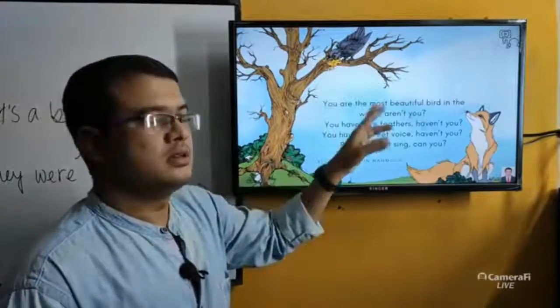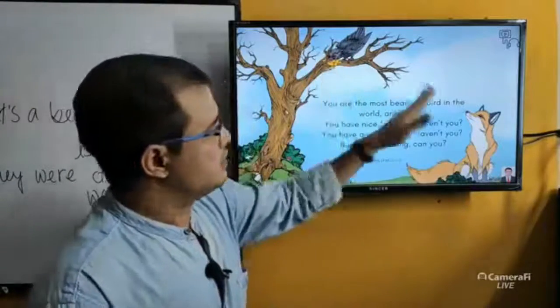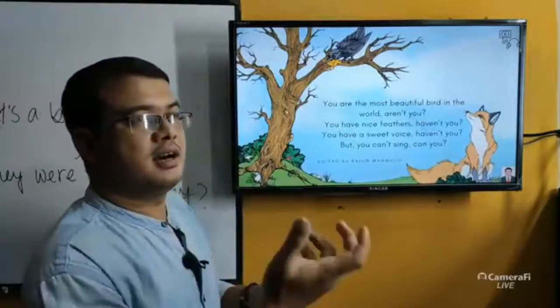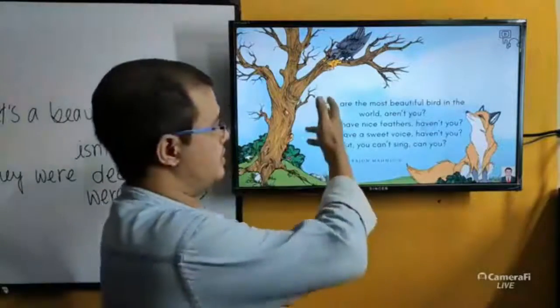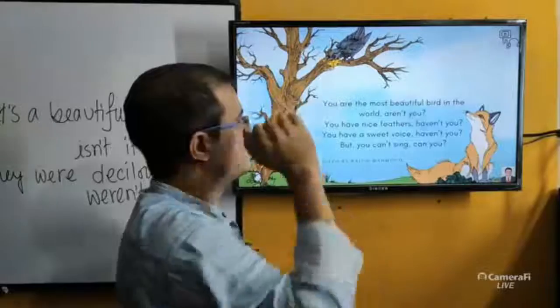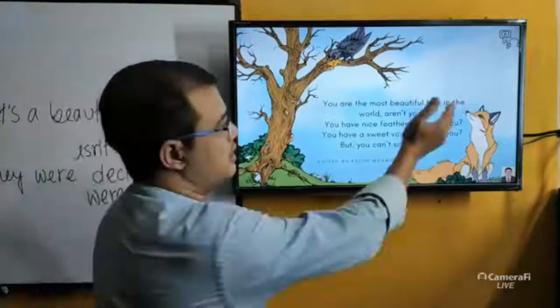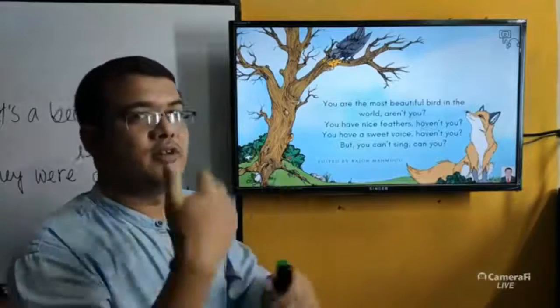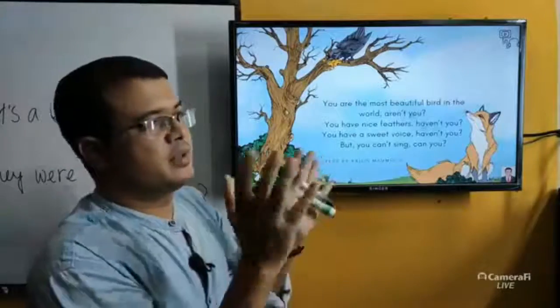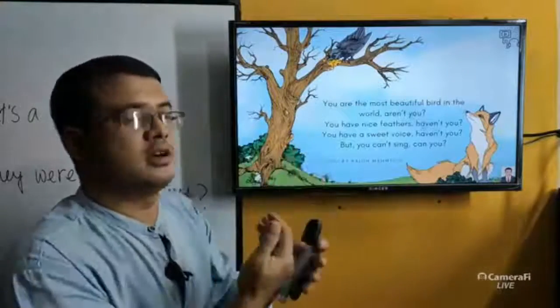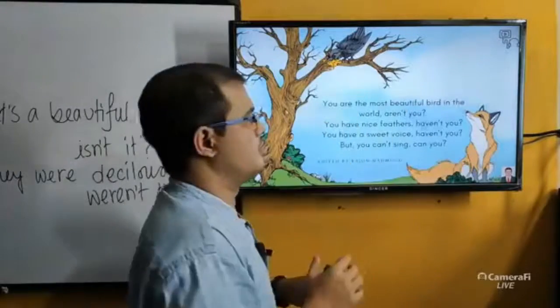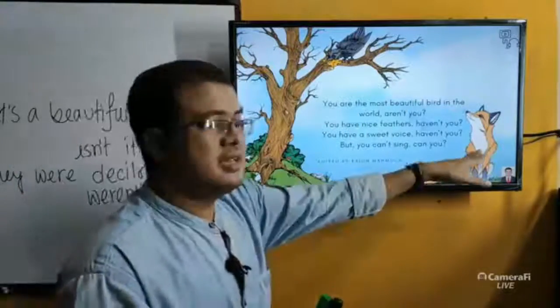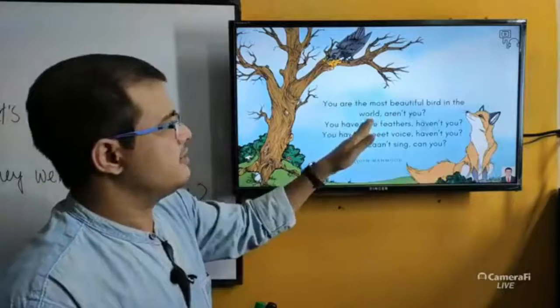from the crow. So the fox was trying to get the piece of meat from the crow, and that is why he was falsely praising the crow, meaning praising very falsely. So what did he say? Let's have a look.